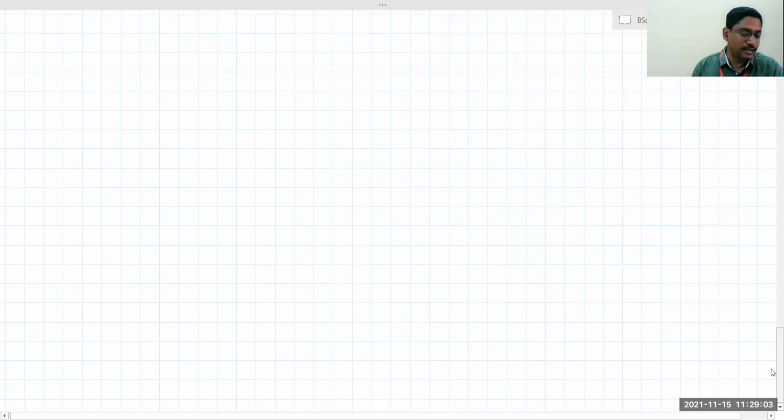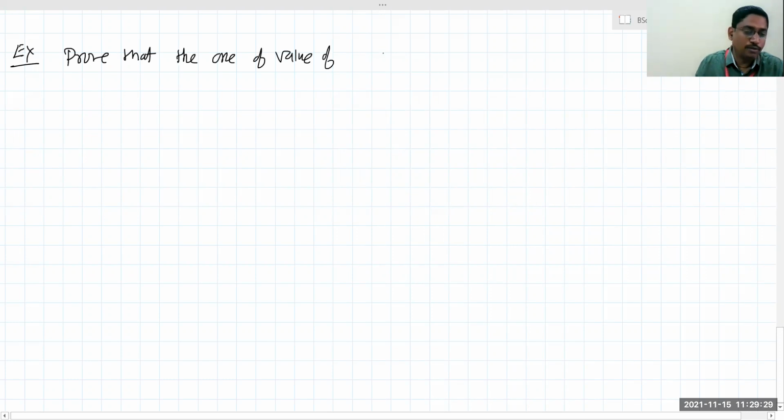Okay, this was the second example. Now the third example, which is also an application of De Moivre's theorem. Okay, I'm writing example 3 here. Prove that one of the values of a plus ib raised to m upon n.